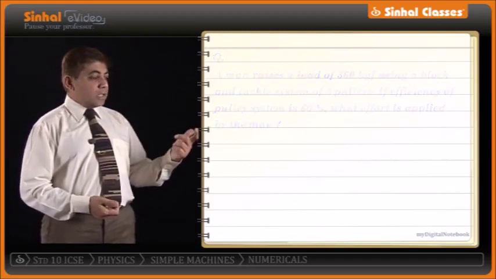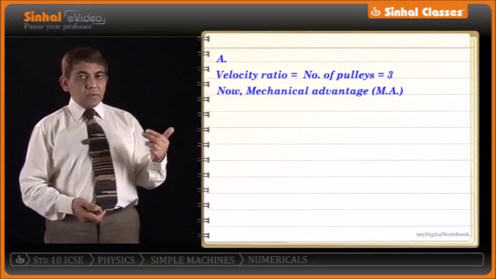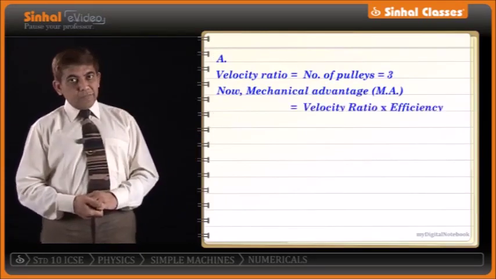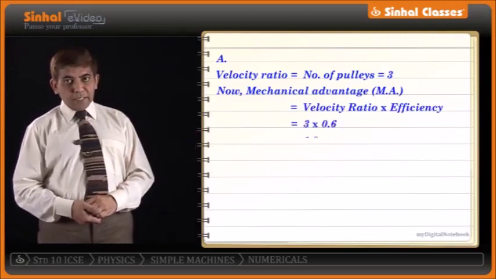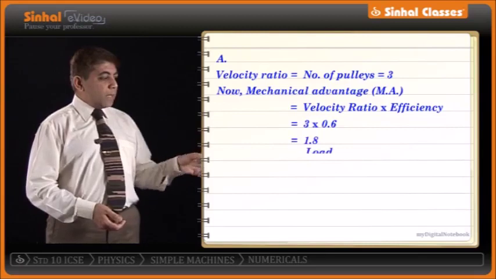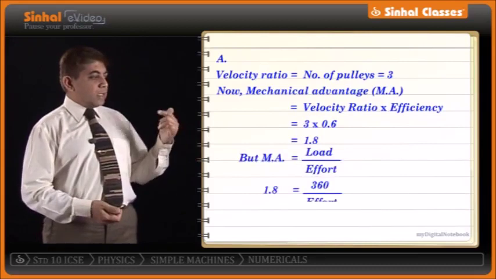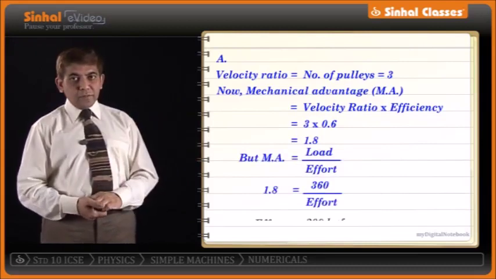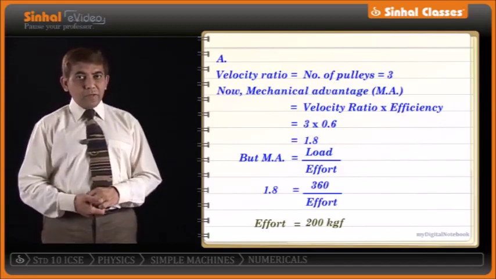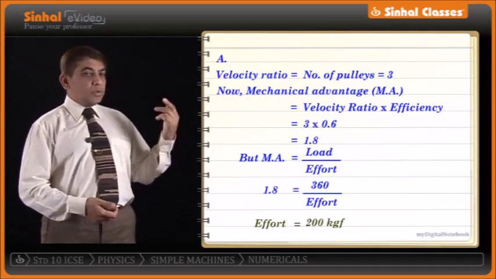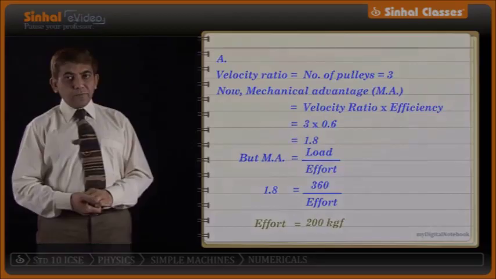I have velocity ratio equal to number of pulleys equal to 3. I have mechanical advantage is equal to velocity ratio multiplied by efficiency. That is 3 multiplied by 0.6, that is 1.8. Also I have mechanical advantage is load upon effort. So therefore I have 1.8 is equal to 360 upon the effort. As a result, I get effort is equal to 200 kgf. So the amount of effort that is applied to lift the load of 360 kgf is 200 kgf.